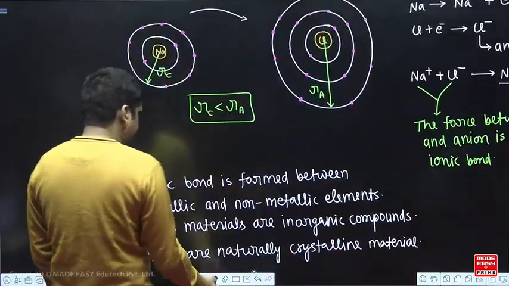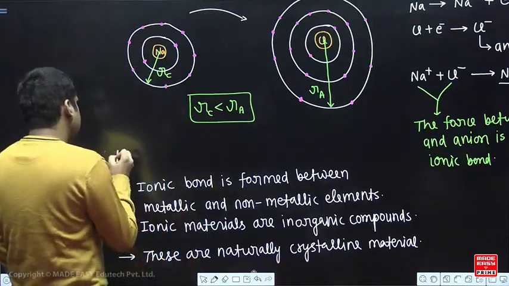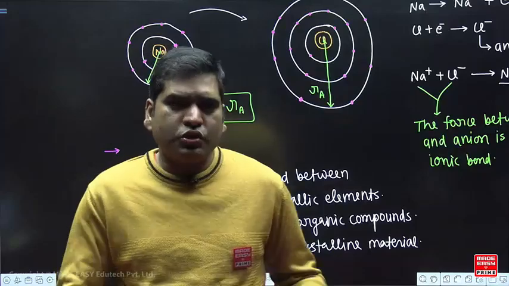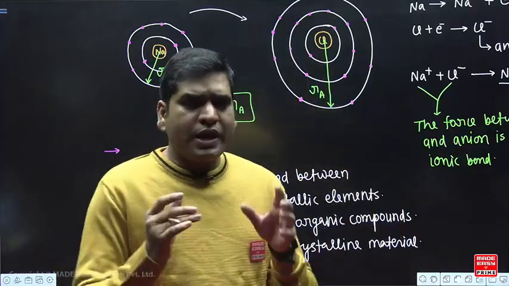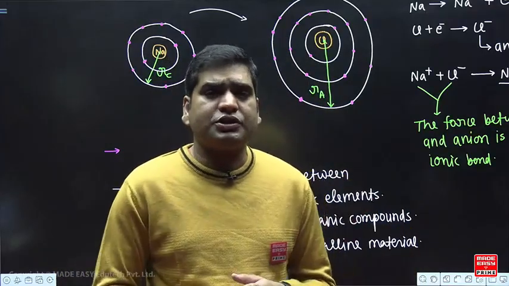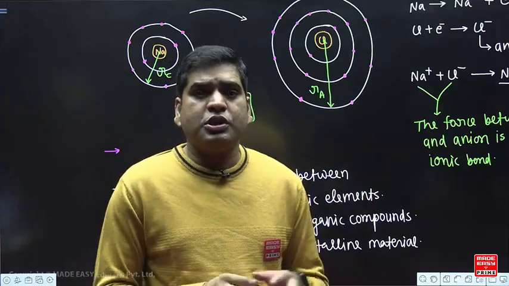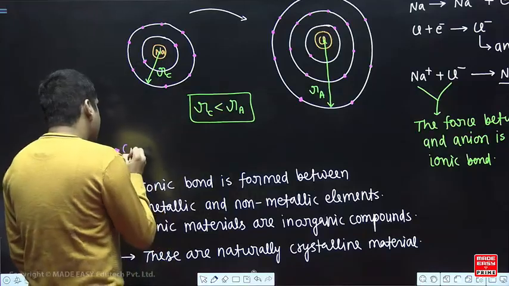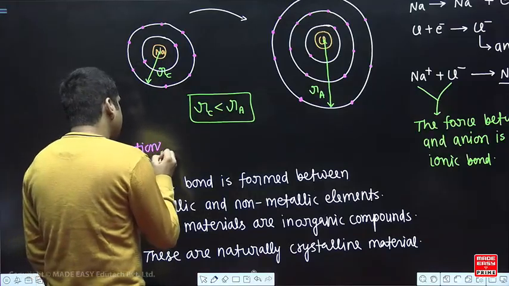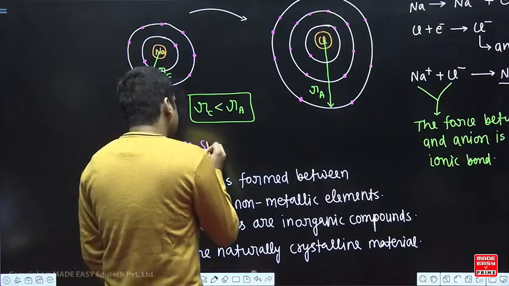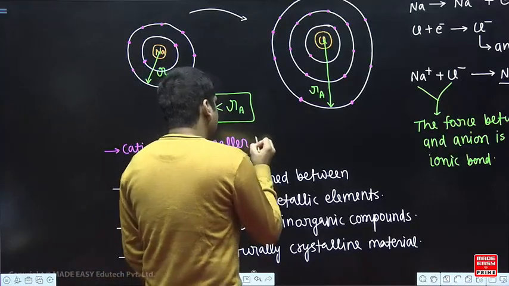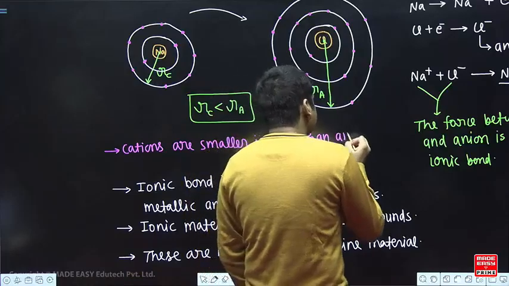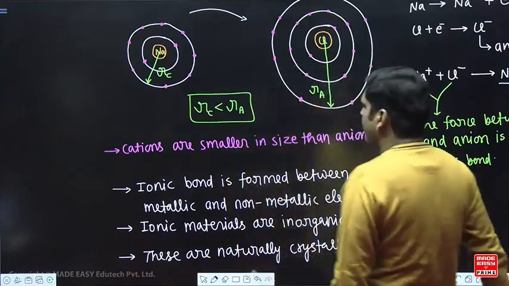This is a very important point. It has been asked in the examination. Why are cations smaller? Because they give up their outermost orbit electron, so their effective size is reduced. Whereas anions contain all the electrons and all the orbits, so their effective size will remain the same. So we can say that cations are smaller in size than anions.